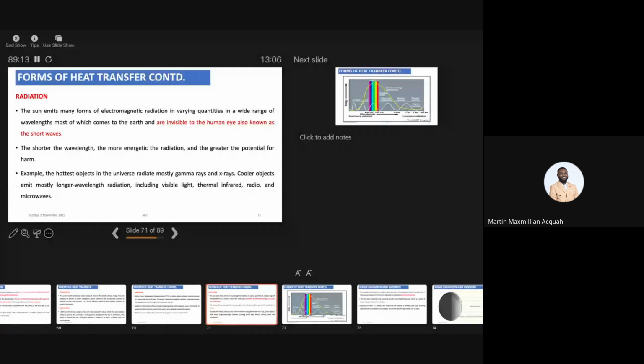I take it again. When the sun releases its energy or rays from space, it is referred to as the UV, that is ultraviolet rays.